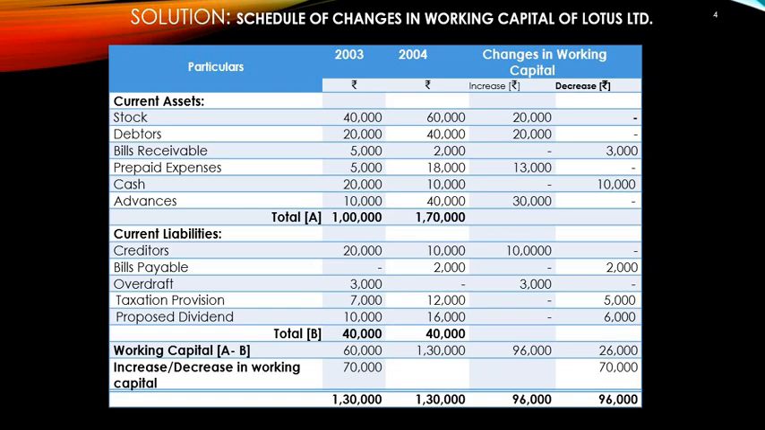Then the total increased value is 96,000, and the total decreased value is 26,000. So the remaining increased value is rupees 70,000. So 70 plus 26 is 96,000.